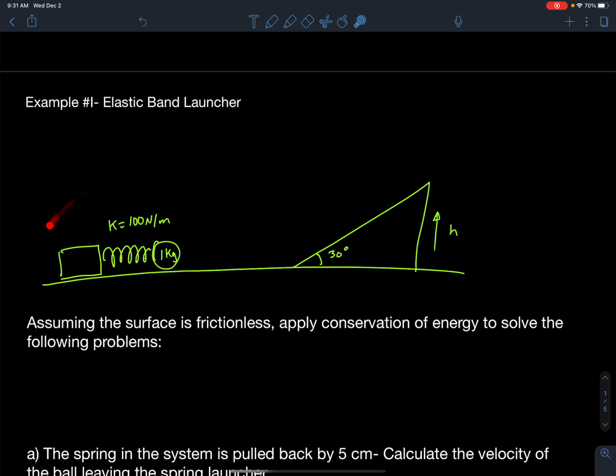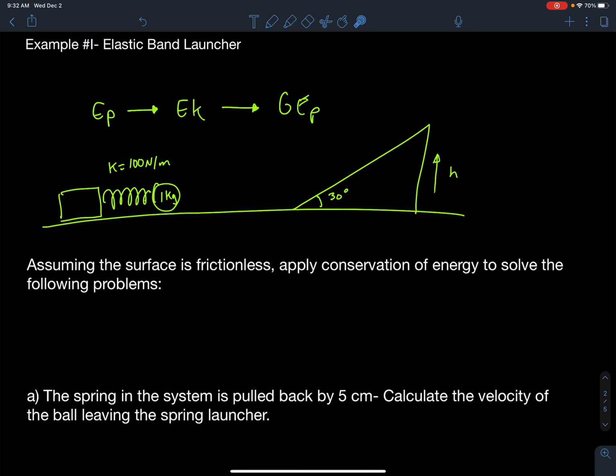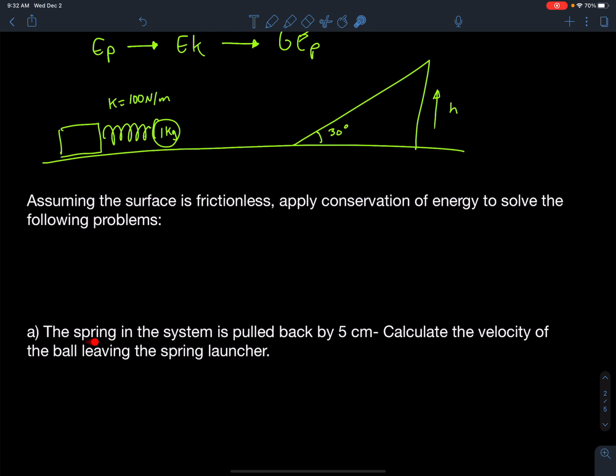What's really important when doing these types of problems is to make a model of what's happening. Elastic potential energy in the system is converted to kinetic energy, which is converted into gravitational potential energy, GPE. I can do some calculations along the way, or I can skip the kinetic energy and go directly up to here if I need to. So let's take a look. The first part of this problem says, if the spring of the system is pulled back by 5 centimeters, calculate the velocity of the ball leaving the spring. So I did work.